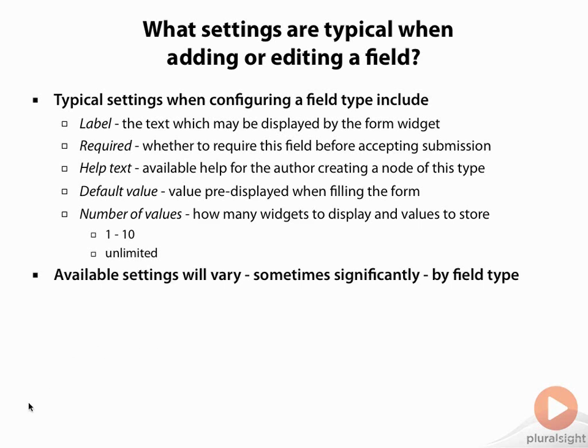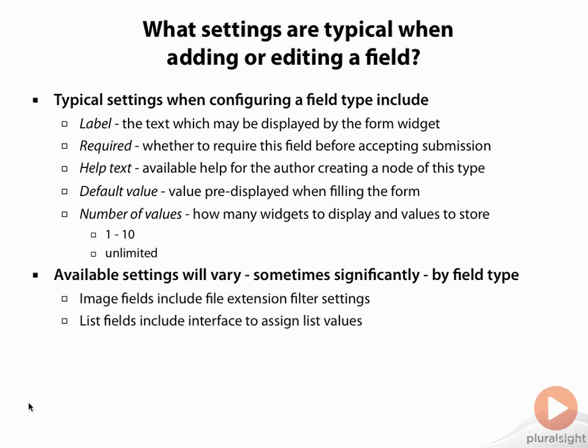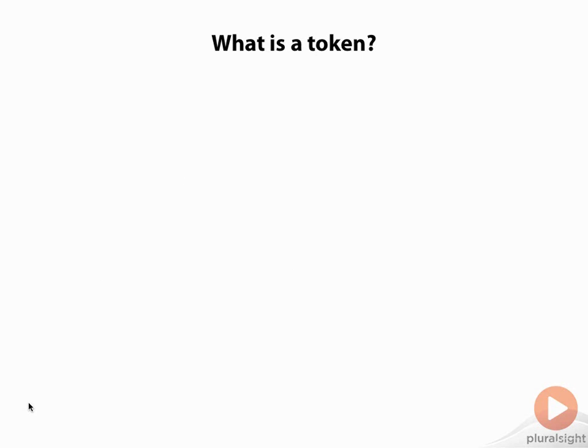Now, the available settings are going to vary, sometimes significantly, by the field type. For example, image fields, as we'll see later, would include file extension filters. List fields would have an interface for prescribing the list values, and so on. We'll see this as we go along.